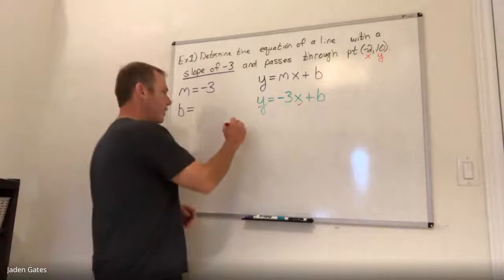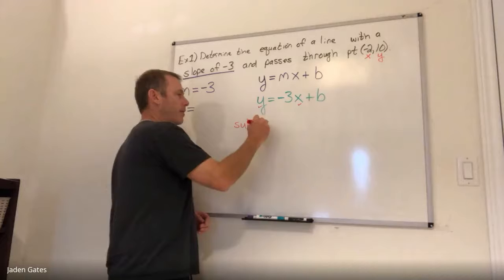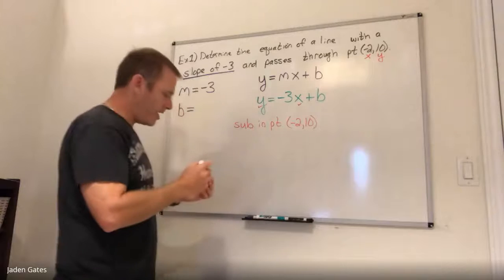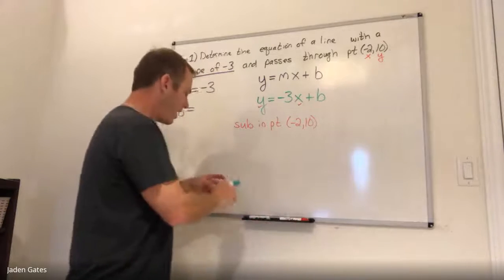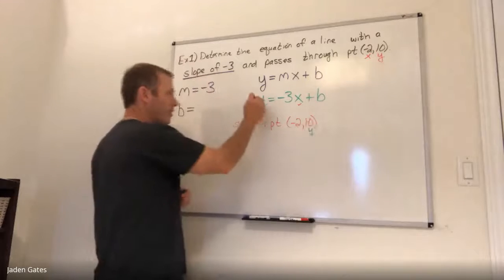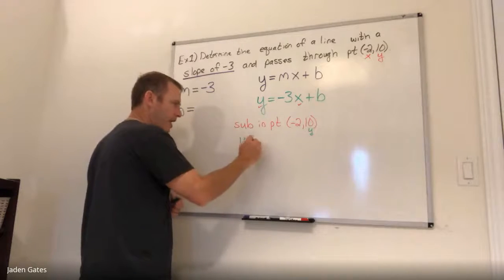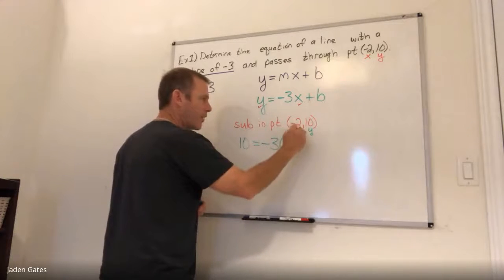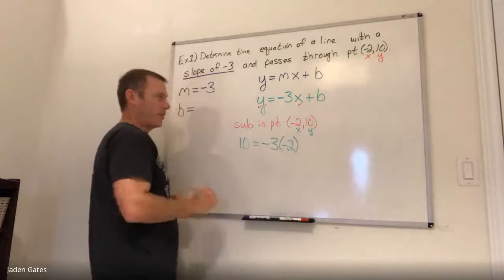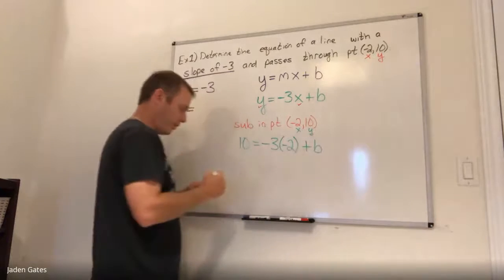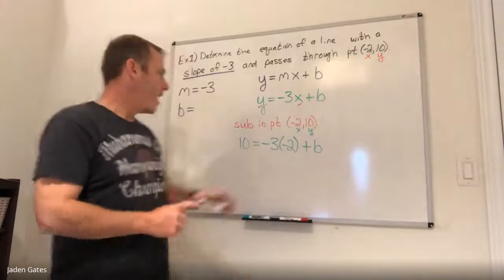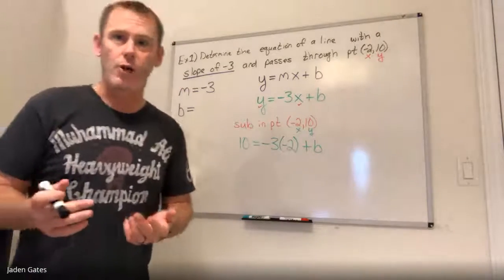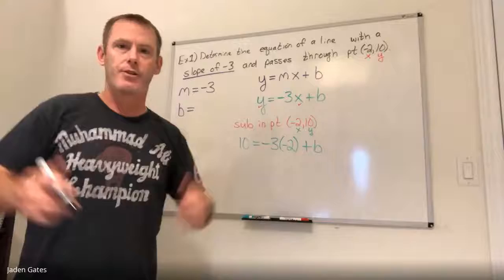All right, so what I'm going to do is sub in the point (-2, 10). What that means is instead of a y, I've got 10. I have that -3, my slope. Now my x value is -2. And then, of course, I have my plus b. So now I have an equation with just one variable, because that's what you've got to be able to do to solve an equation. You only have one variable. If you have more than one, you can't solve it.